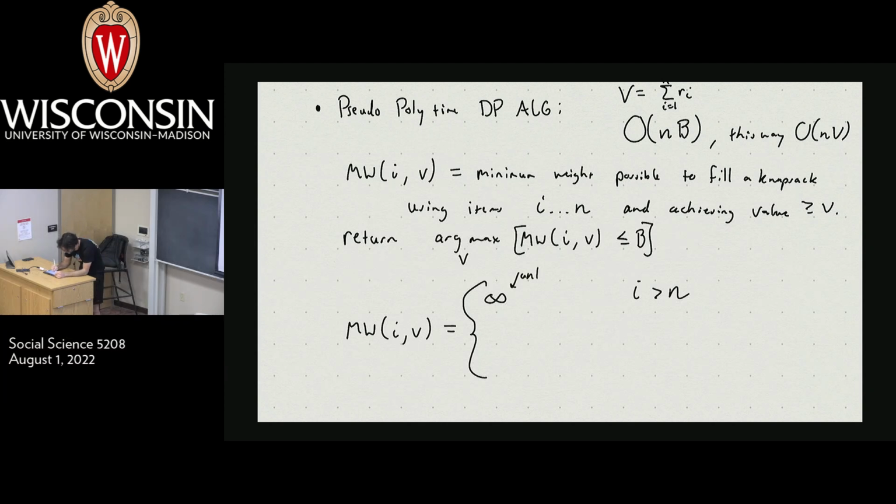Unless V is 0. So if V is 0, then you can do it using 0 weight. Otherwise, it's infinity. So 0 if I is greater than N and V equals 0. So those are our base cases. If we have no items left, the only value we can achieve is value 0, and the weight of that solution is also 0, because an empty knapsack is weightless.